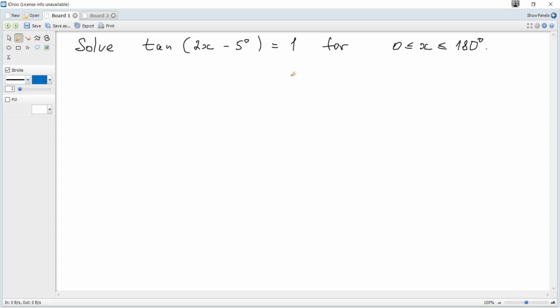Solve tangent of 2x minus 5 is equal to 1. First of all, notice that it is given 5 degrees and also x is greater or equal than 0 and less or equal than 180 degrees. So it means that we deal with degrees, not radians. And for tangent, we just apply a formula.